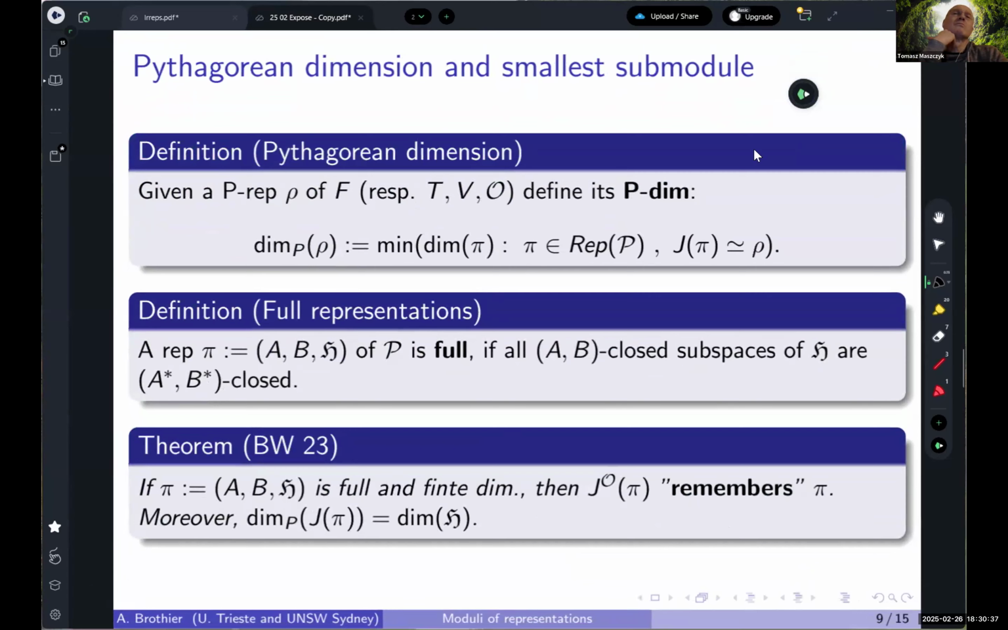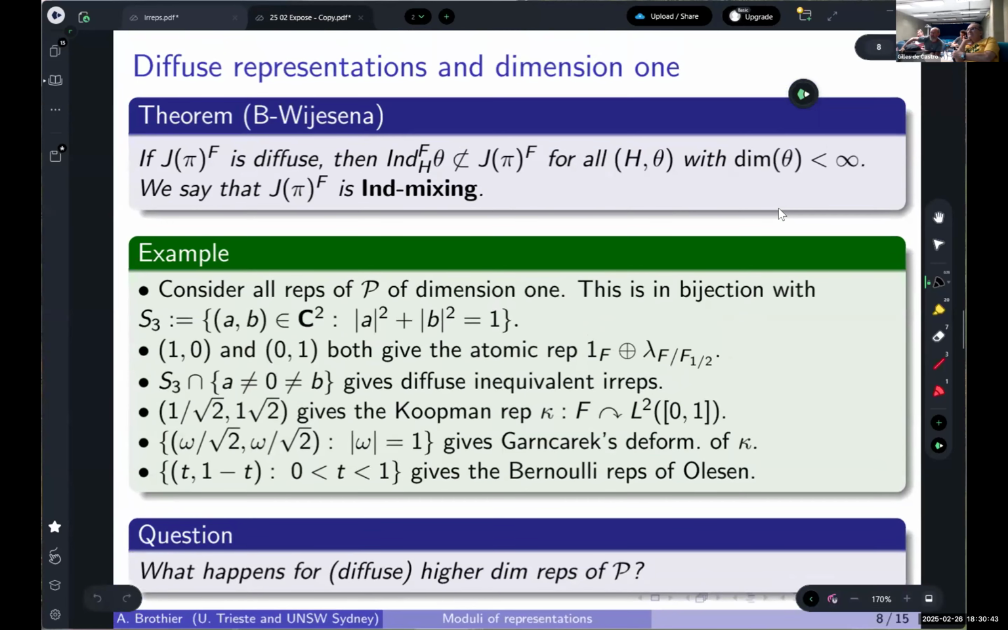Yeah, where is the question? Can you go back to the previous slide? I'm just wondering, some of these representations that you show that come from this construction in the examples, they would be clearly amenable in the sense of Becker. I wonder if all of those that come from this construction would be amenable in the sense of Becker.